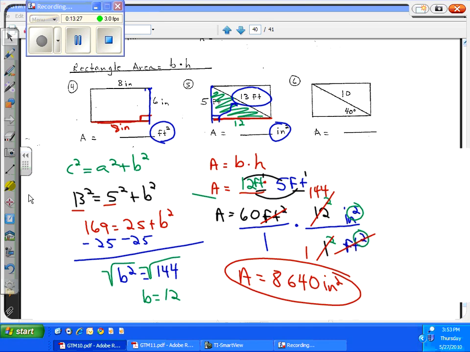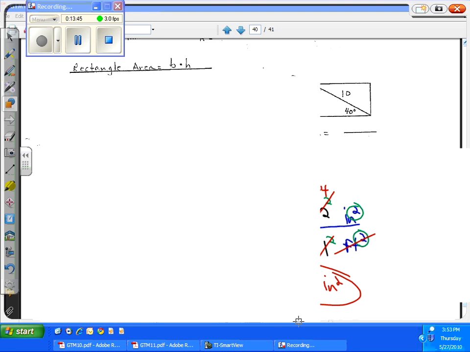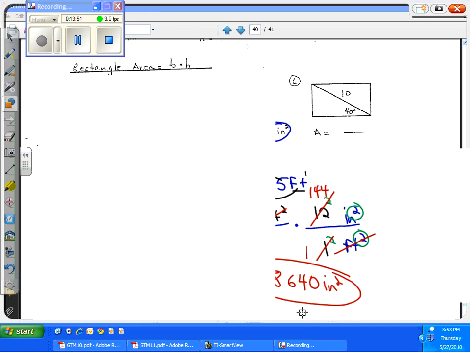So that was number 5. Probably should have whited that out so you would know it was number 5. That's the work for number 5. All right, now we're going to do number 6. I'm just going to white out everything else so we won't be distracted by it. We can focus on question number 6.